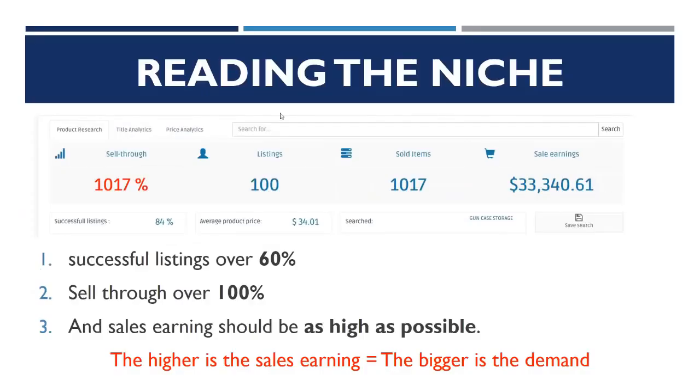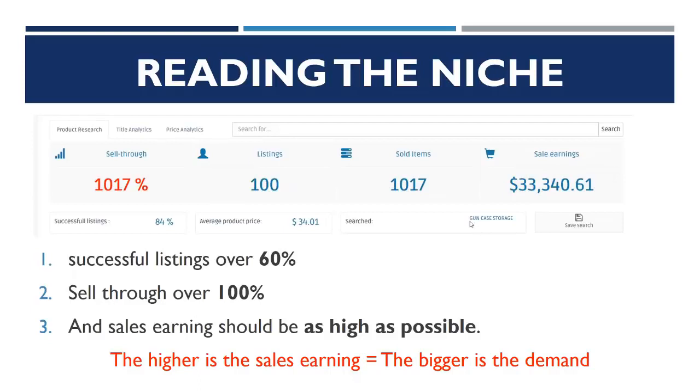Okay. So after we run the search, you can see here on gun case storage, we got the results of the niche. We see we have 1,000 sell-through, 84% successful listings. We can see that the sales earnings are $3,000. Now, what we understand is that when we're searching a niche, we look for successful listings over 60%. We look for sell-through over 100%. And sales earnings should be as high as possible. Why? Because the higher the sales earnings, the bigger the demand.